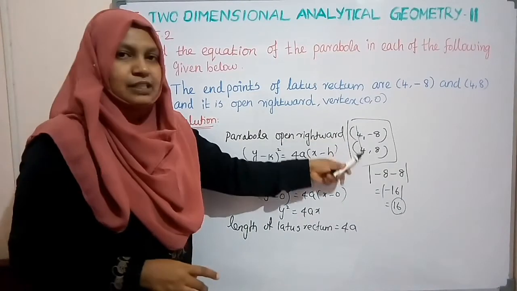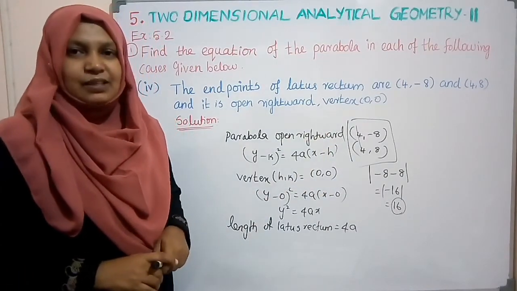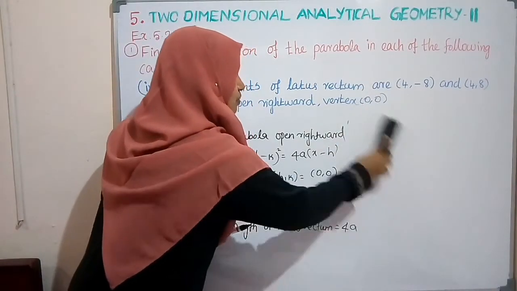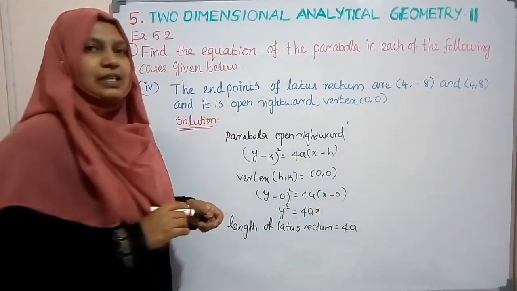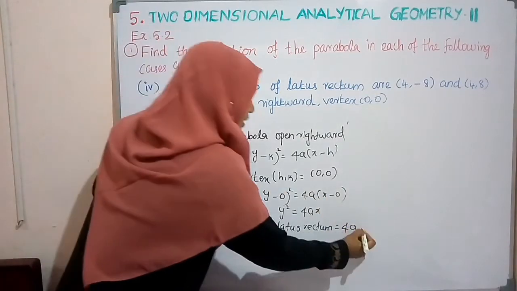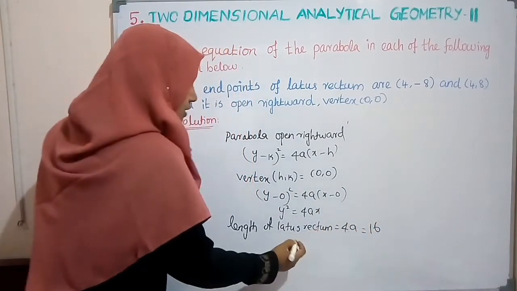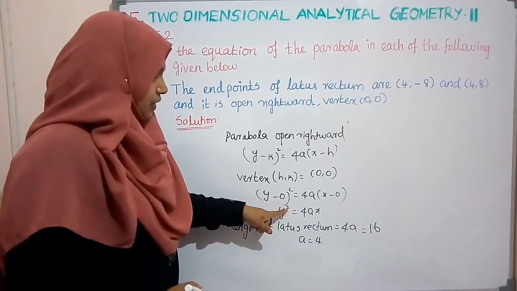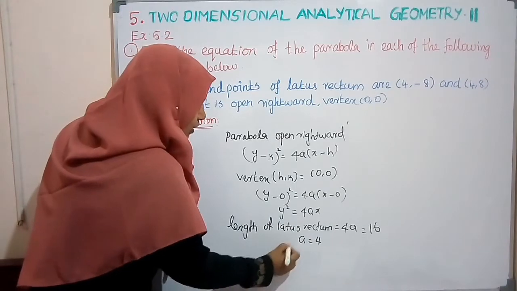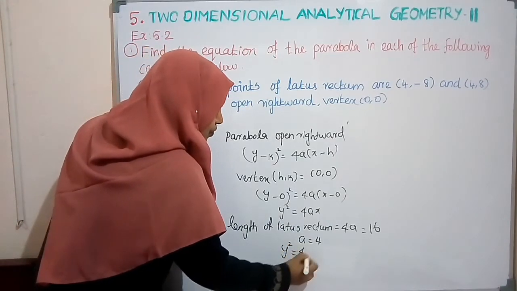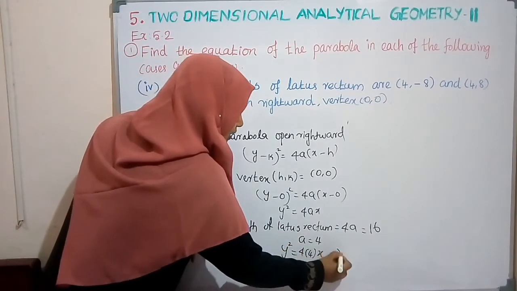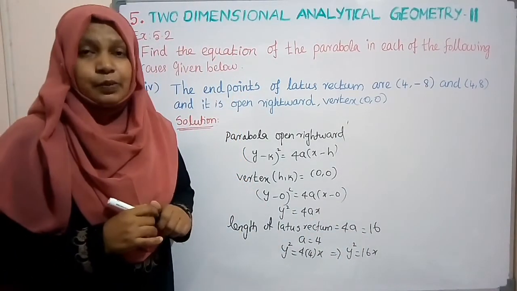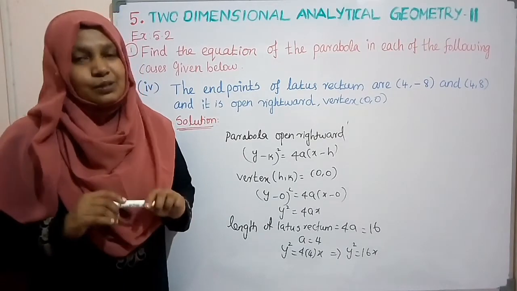So what is the distance between these two points? It is plus 16. You can apply the distance formula and check. So you will get the distance between the points (4, -8) and (4, 8) is 16. So I am writing 4a is equal to 16. So a is equal to 4. Just replace this equation with the value 4. We are getting y square is equal to 4 into 4x. It is nothing but y square is equal to 16x. So the required equation is y square is equal to 16x.